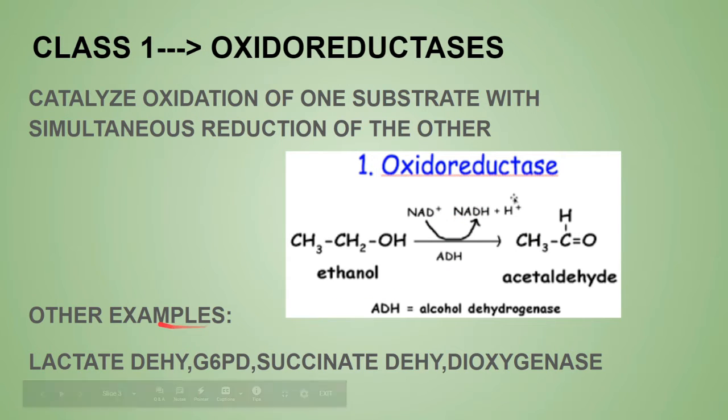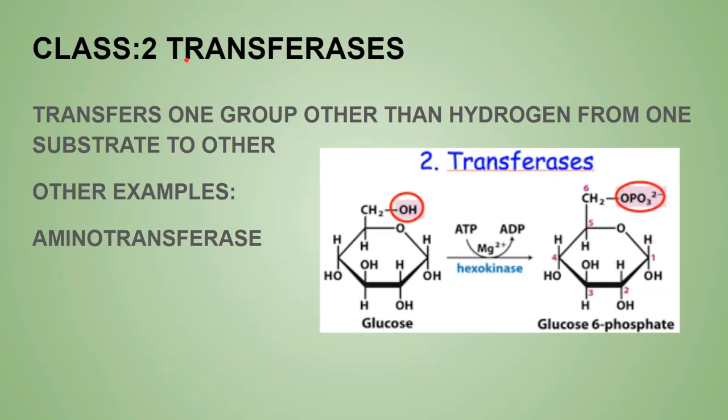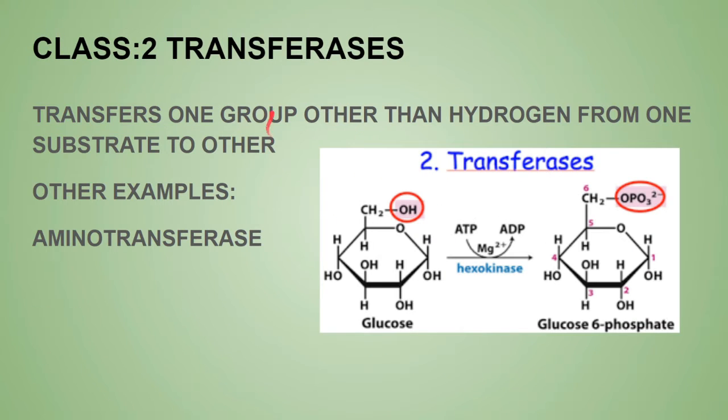Other examples of this are lactate dehydrogenase, G6PD meaning glucose 6-phosphate dehydrogenase, succinate dehydrogenase and dioxygenase. Next, class 2 is the transferases. Here the enzyme transfers a group other than hydrogen from one substrate to another. Previously we were transferring hydrogen from ethanol to NAD, but this transferase will transfer a particular group other than hydrogen.